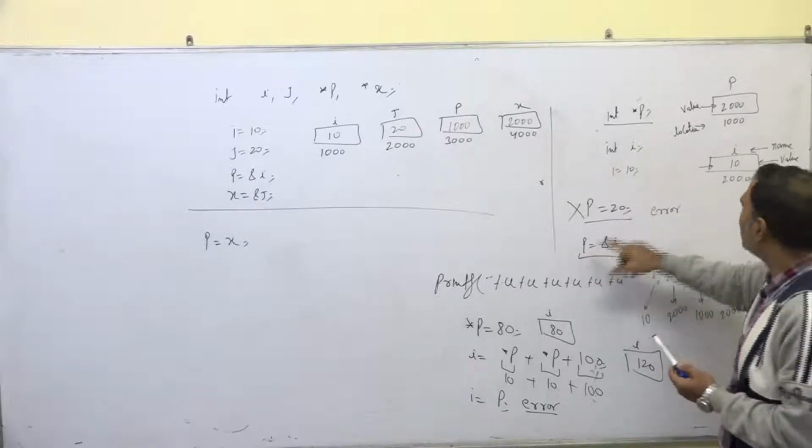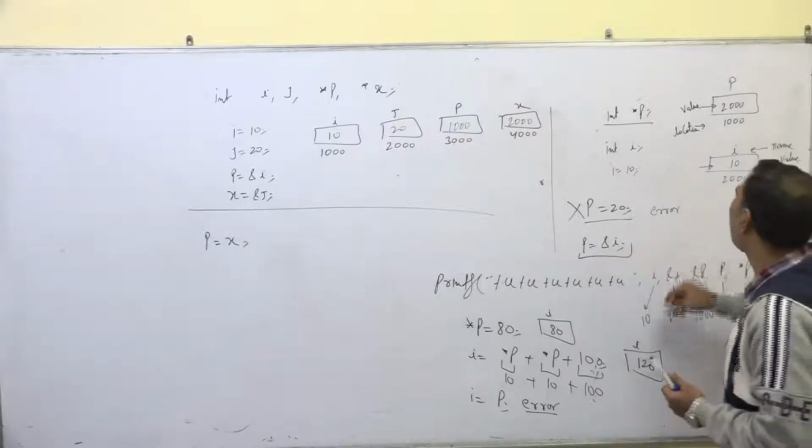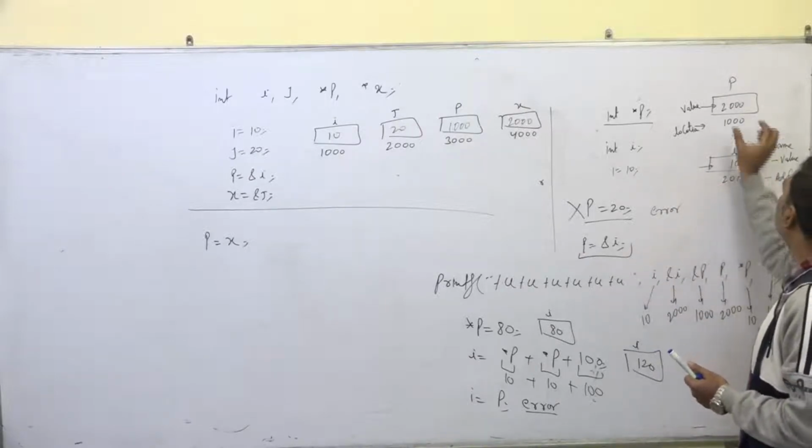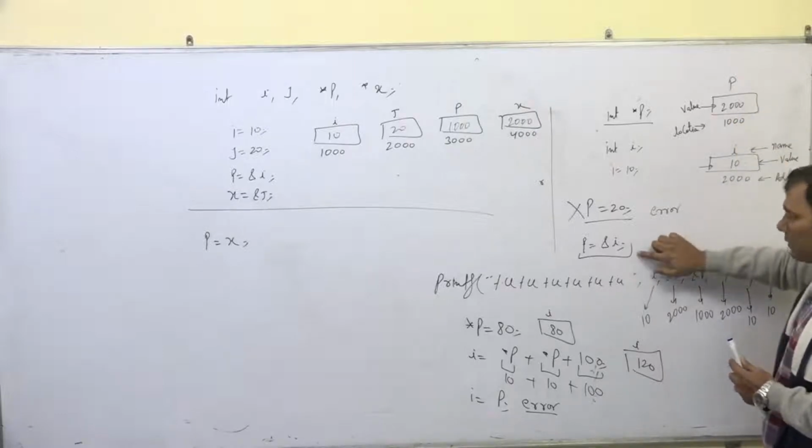So the value, P means what? Value. The address of I is 2000. So this 2000 is going to be stored. So it is correct. Got it?